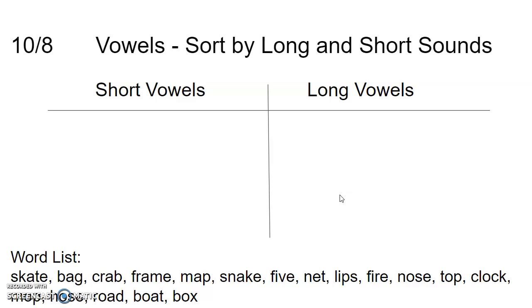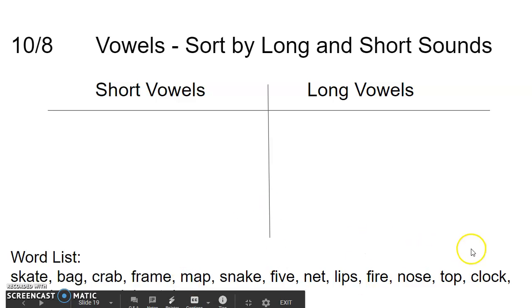And just a quick review, the short vowel sounds are A says ah, E says eh, I says ih, O says ah, and U says uh. Now the long vowels is when the vowel says its name. So A says A, E says E, I says I, O says O, and U has two long sounds, oo and u. In this example here, there are no u words.